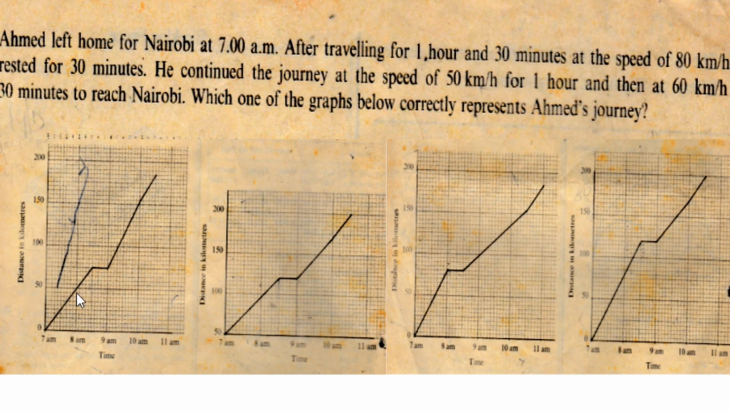A, I repeat, we eliminated A because the speed was not showing 80 kilometers per hour. The first hour, he has covered only 50 kilometers. B was wrong because of scale. You can't start a graph with 50 kilometers. C was wrong because the first part was showing speed was 80 kilometers per hour, but his rest came after an hour, and the rest was supposed to come after 1.5 hours. So the one which is representing that is graph D.